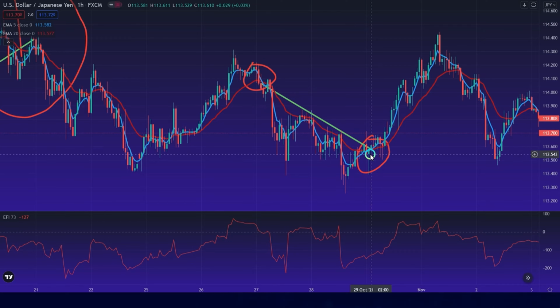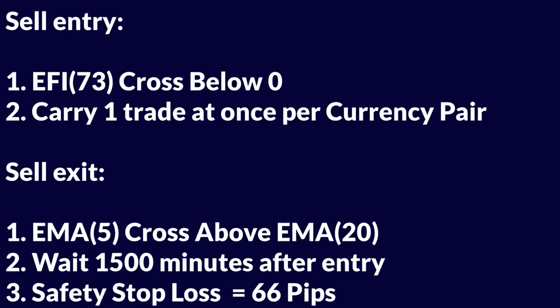So I will tell you one more time what are all the entry and exit parameters. So for entry we have one rule. It is when the 73 period EFI crosses below 0, we take a sell trade. And the additional rule is that we have to only carry one trade at once per currency pair. So if you are trading with 5, the maximum number of trades in your account at the time is 5 trades. If it is one currency, it is one trade.